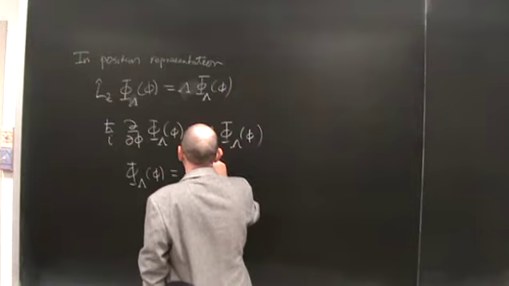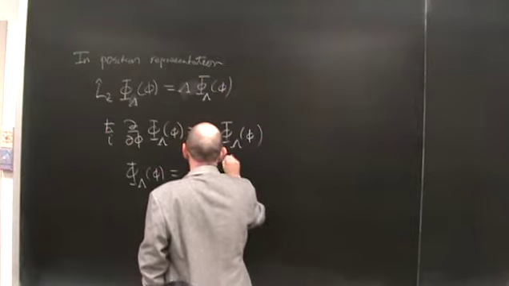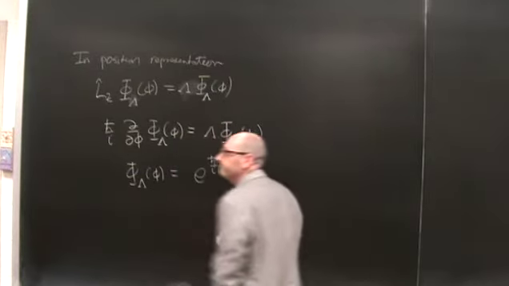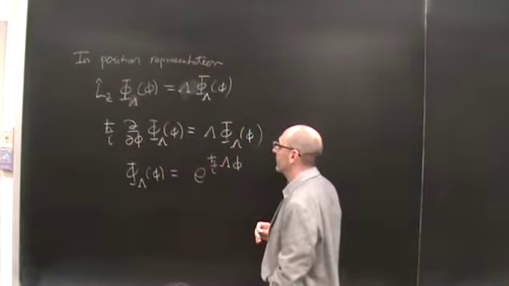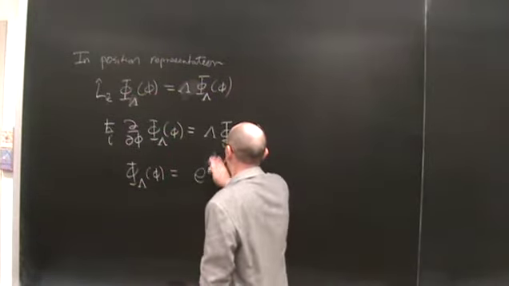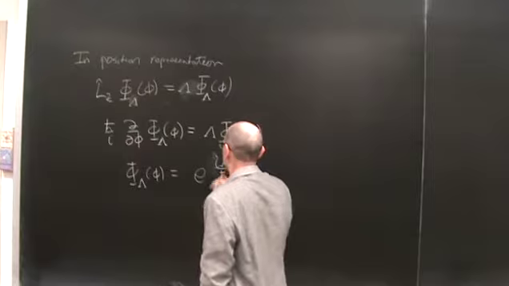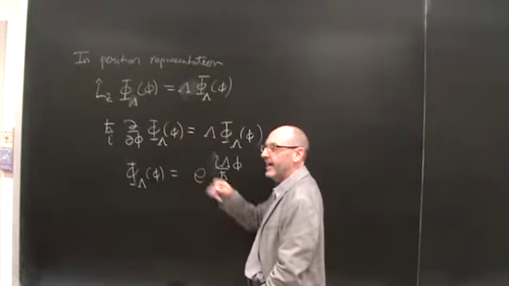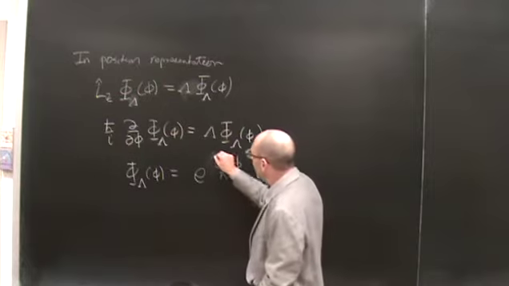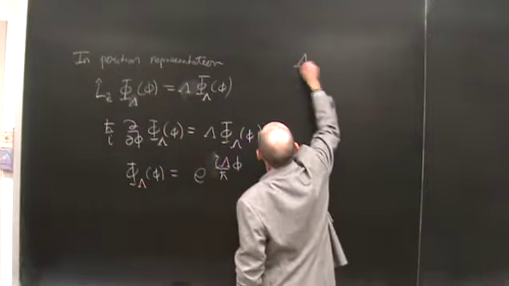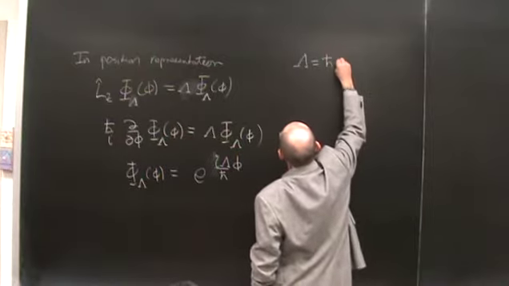is equal to h bar over i lambda phi, right? When I take the derivative with respect to phi, I get it back. So these are my eigenfunctions. In fact, we typically call this h bar times a constant m.